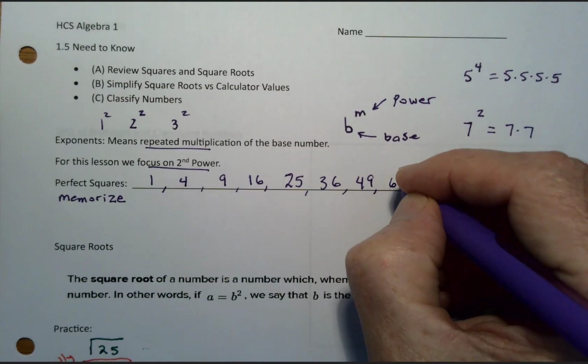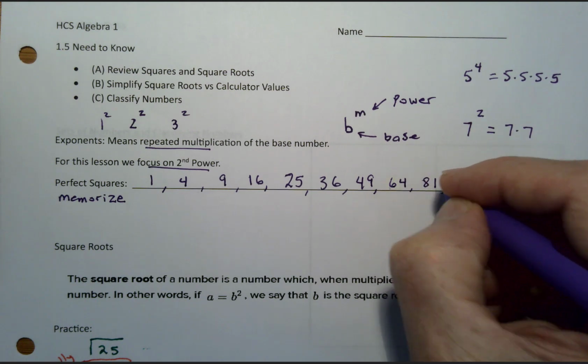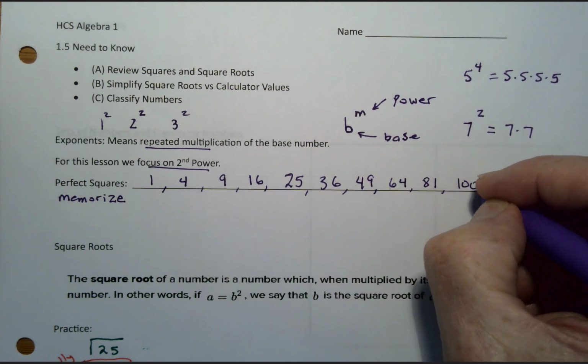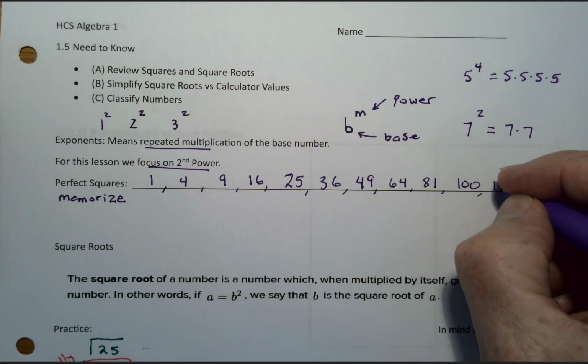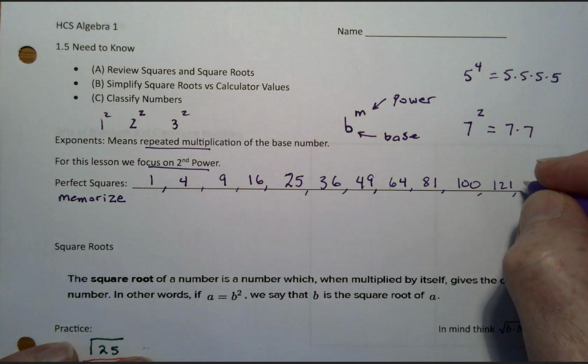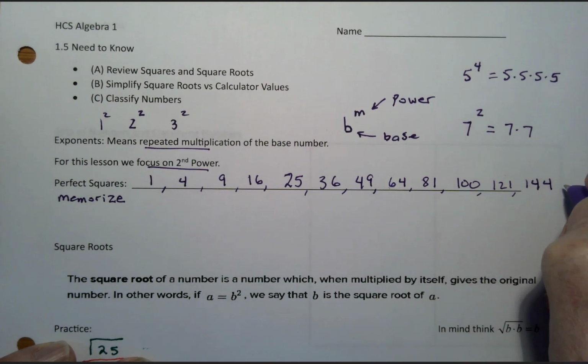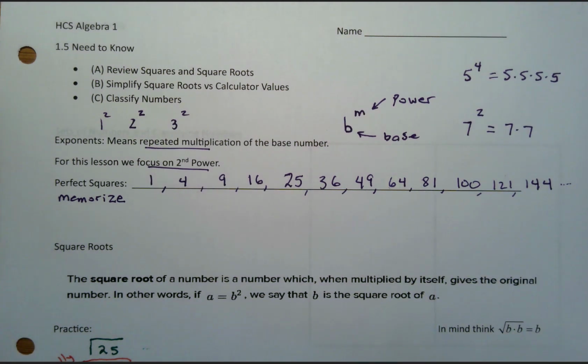I had to make a little typo correction. 9 times 9 is 81. 10 times 10 is 100. 11 times 11 is 121. And then 12 times 12, 144. Now there's a bunch more perfect squares. This goes on forever. But if you've memorized that list, for Algebra 1, you're going to be in great shape. You'll be able to do a lot of square roots.